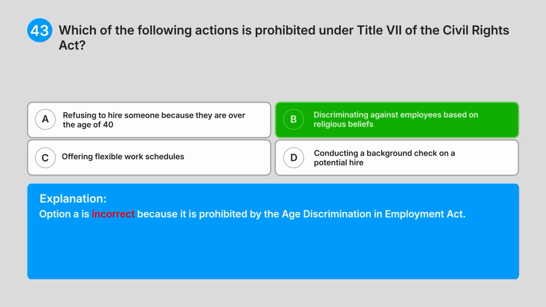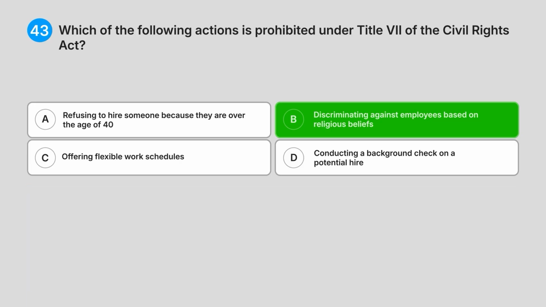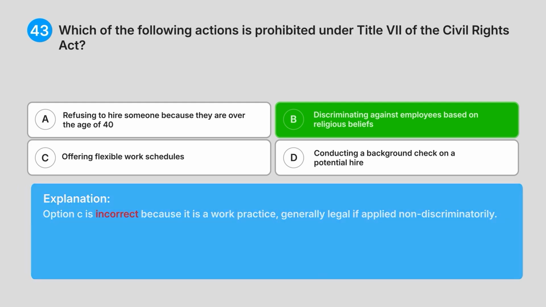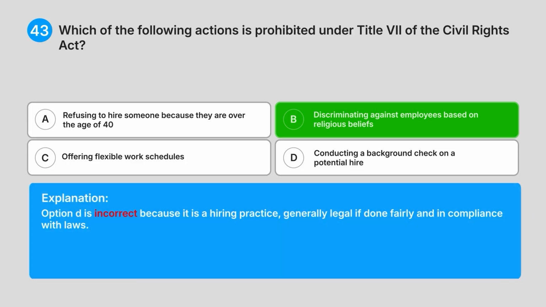Option A is incorrect because it is prohibited by the Age Discrimination in Employment Act. Option C is incorrect because it is a work practice, generally legal if applied non-discriminatorily. Option D is incorrect because it is a hiring practice, generally legal if done fairly and in compliance with laws.